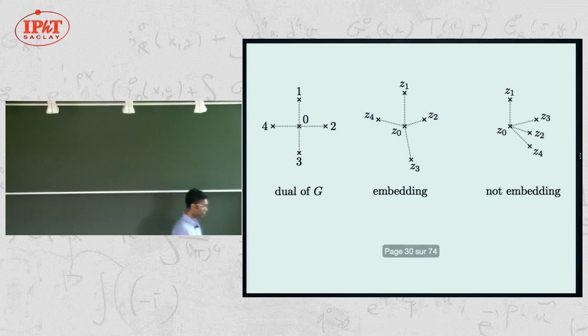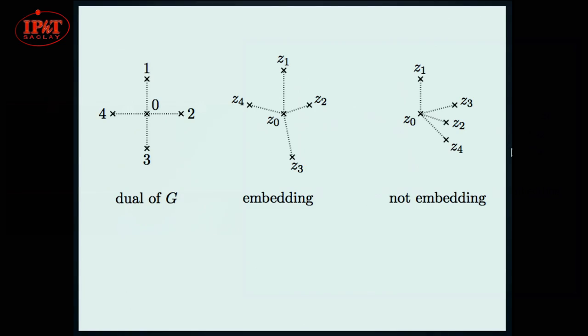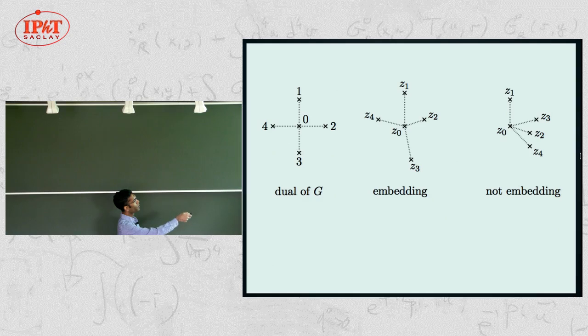Why is that? So here is a local picture for the dual graph of G. You have a dual vertex here, and around it in cyclic order, turning in clockwise order, you will have dual vertex 1, 2, 3, and 4. An embedding means that the cyclic order of the dual vertices is preserved, while here you don't have an embedding because you have a different cyclic ordering of the vertices.